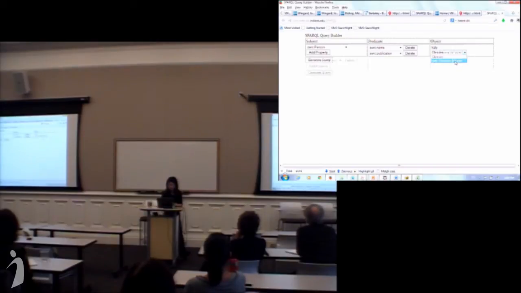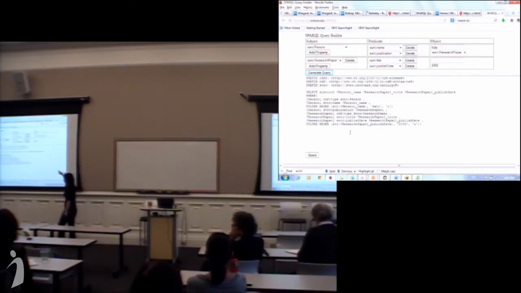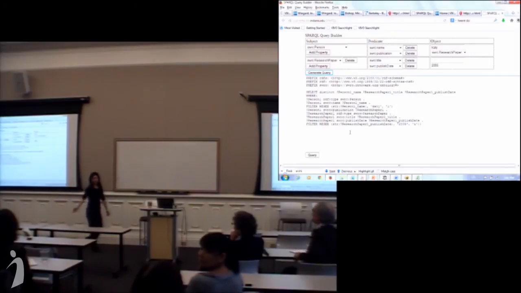So research paper. And for this research paper, I want the title, okay? I also want the publication date. I only want 2005. Okay, so that's what I want. Then you hit this button, and it creates a SPARQL query for you. It's very lengthy. Ignore the detail. If you want to talk about it in detail, we can talk offline.